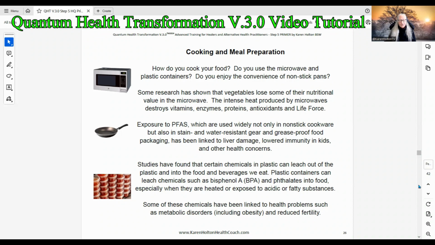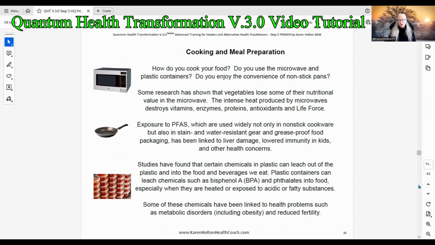Studies have found that certain chemicals in plastic can leach out of the plastic and into the food and beverages that we consume. Plastic containers can leach chemicals such as bisphenol A, or BPA, and phthalates into food, especially when they are heated or exposed to acidic or fatty substances. Some of these chemicals have been linked to health problems such as metabolic disorders, including obesity and reduced fertility.